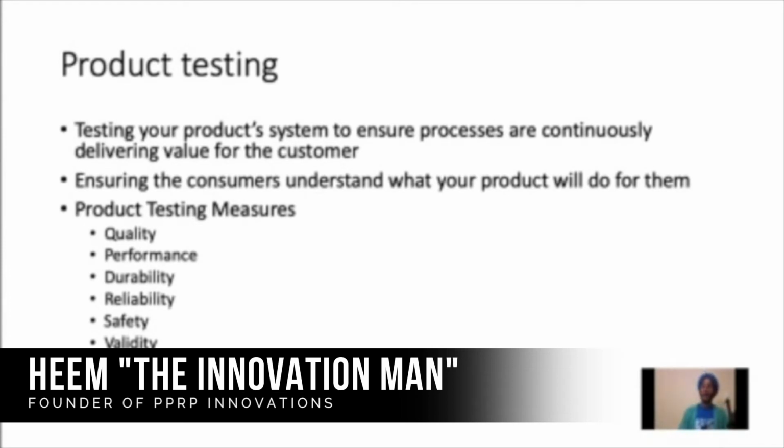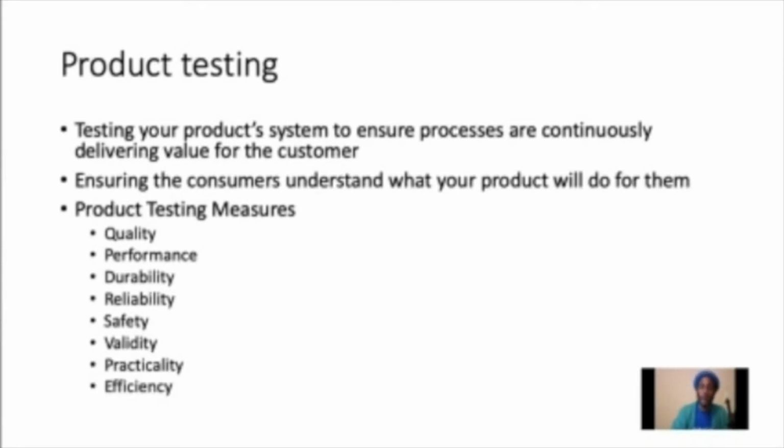Below are some listed measures that you can use to test out your product, but a lot of product testing revolves around, again, the system and the processes of your product. So determining the quality and the performance, the durability and the reliability, the safety and the validity, the practicality and the efficiency. All of these are measures that you can apply to test your product around.